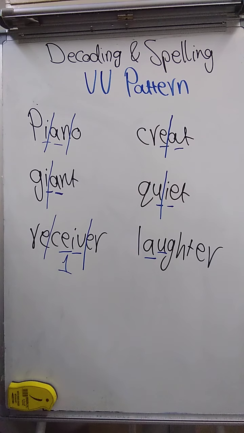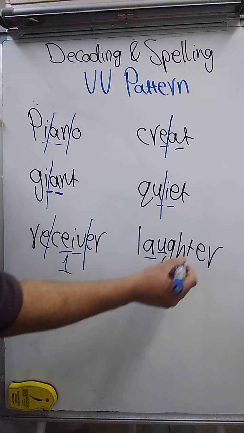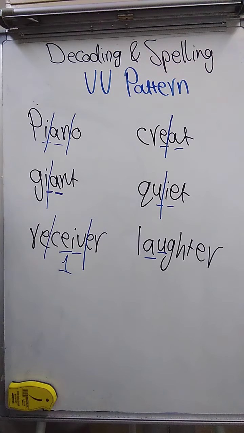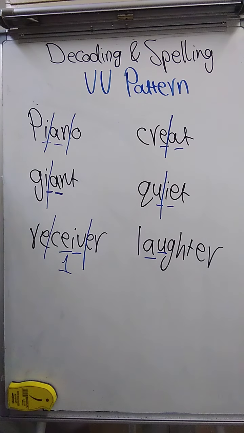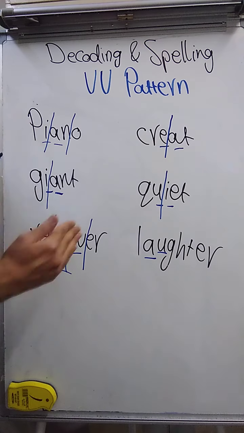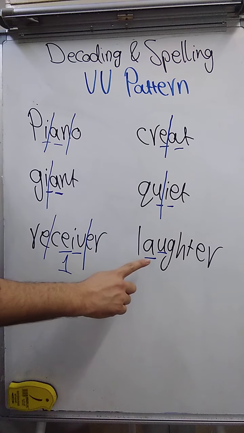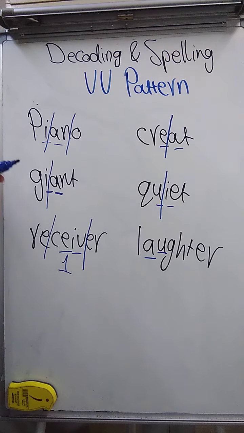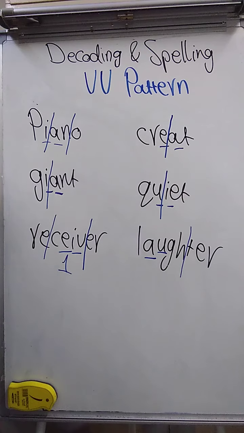Same idea, guys, applies here. Laughter. Remember, here I have a consonant cluster because the GH I pronounce as one sound. Same idea, guys. The A and the U I pronounce as one sound, so I'm not going to divide any of them. The consonant cluster or the VV pattern. So I'm going to make it like laughter.